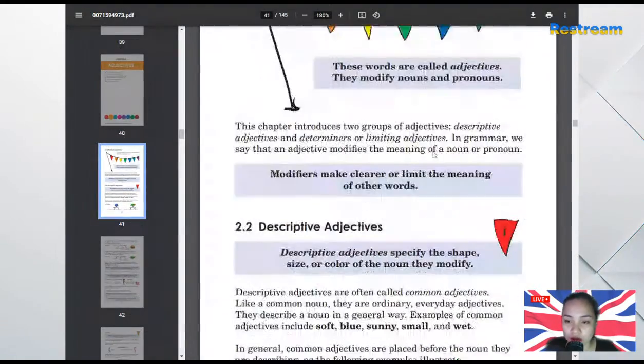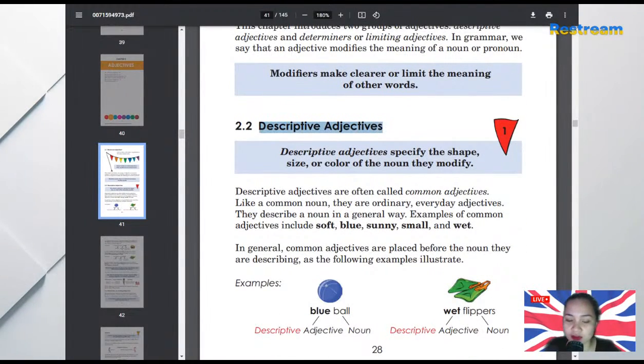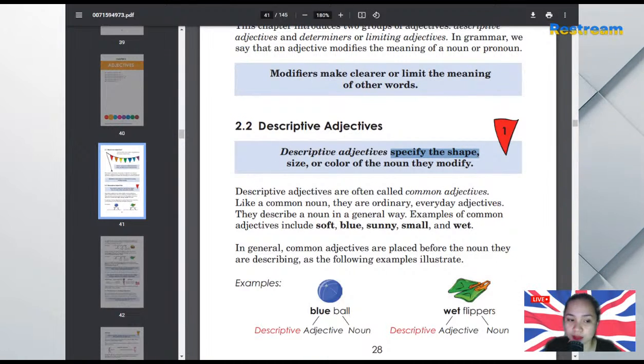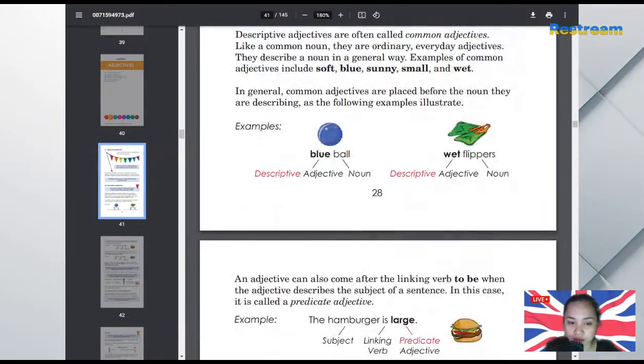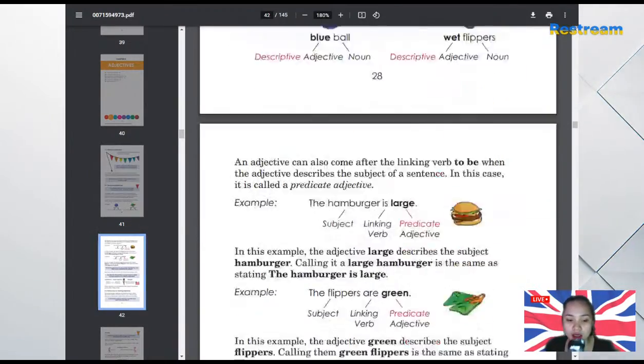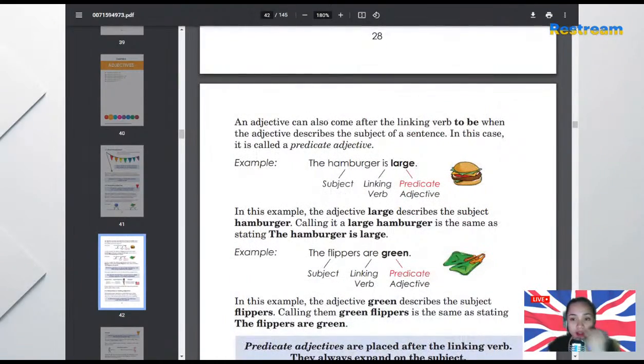So the continuation of the adjective is the descriptive adjective. Remember, when we say descriptive adjective, these specify the shape, size, or color of the noun that they modify, the noun that is being described. We also call it the common adjectives. So that is for page 28. For page 29, we just continue the descriptive adjective.